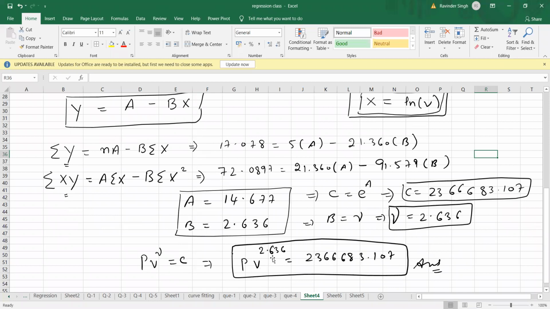So from this set of equation, you can either calculate pressure or volume. Anything you can calculate from this set of equation. If volume is given to you, you want to calculate pressure, you can calculate. If you want to find volume given pressure, that also you can find.